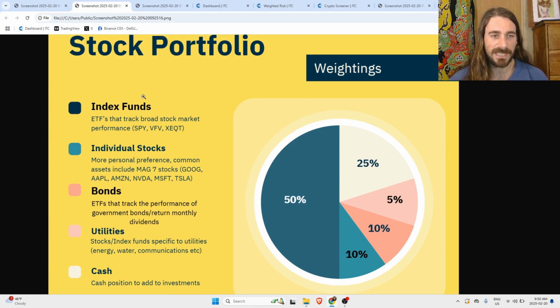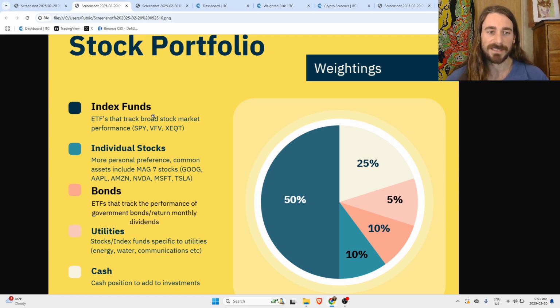So we do see that index funds are a good portion of the portfolio. Things like the SPY, VFV, or the XEQT are good options. VFV and XEQT are going to be more for the Canadians. If you only have access to Canadian tickers, VFV tracks more similar to the SPY. XEQT is a little bit more Canadian weighted, so it depends what kind of exposure you want. If you want more US stock exposure, then something like the SPY or VFV is what you're looking for. And if you want more Canadian stock market exposure, then something like XEQT is what you're looking for.